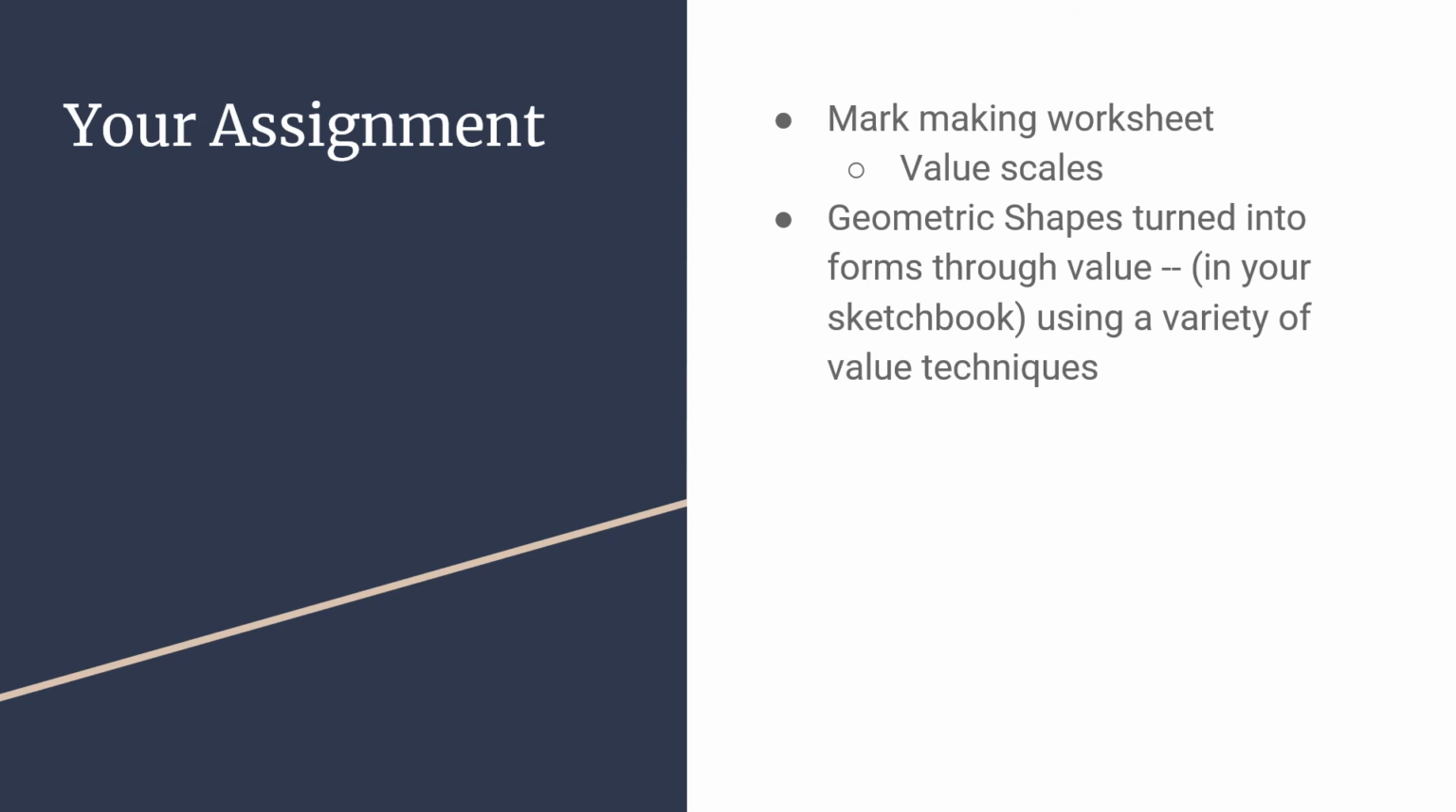So for your assignment, you're going to be doing a value scale. So like we saw earlier, that scale from light to dark. And then you're going to be using geometric shapes to create form. So the sphere that we saw, you'll be doing a similar thing with a variety of value techniques like the hatching, cross-hatching, and scribbling.